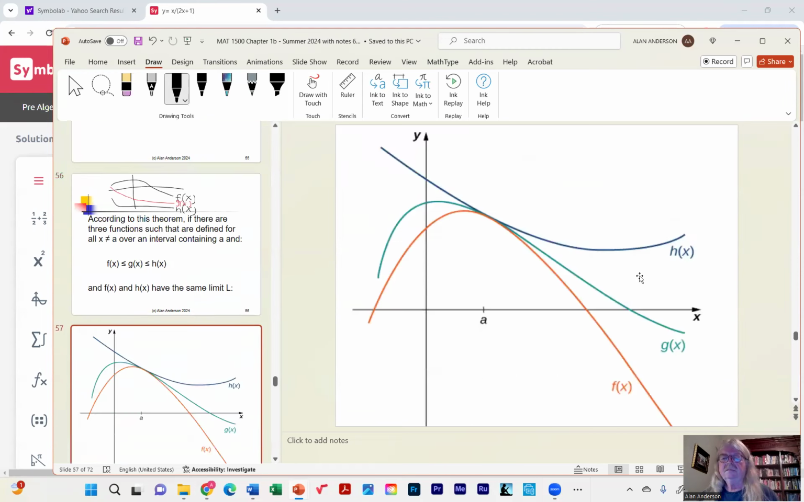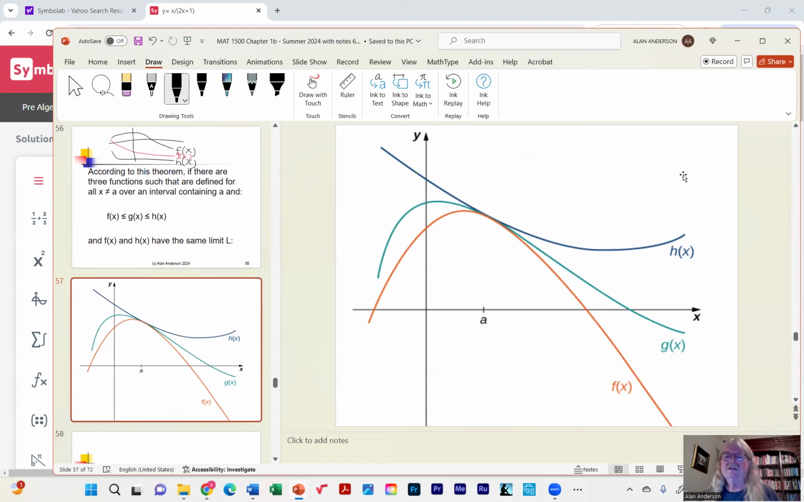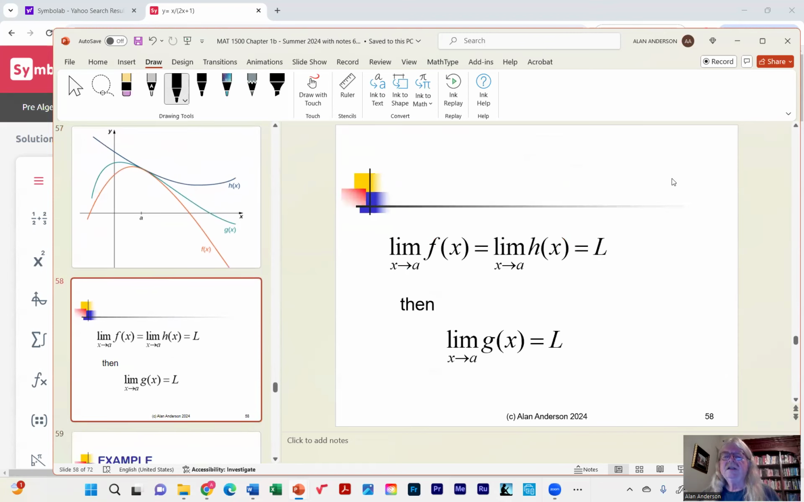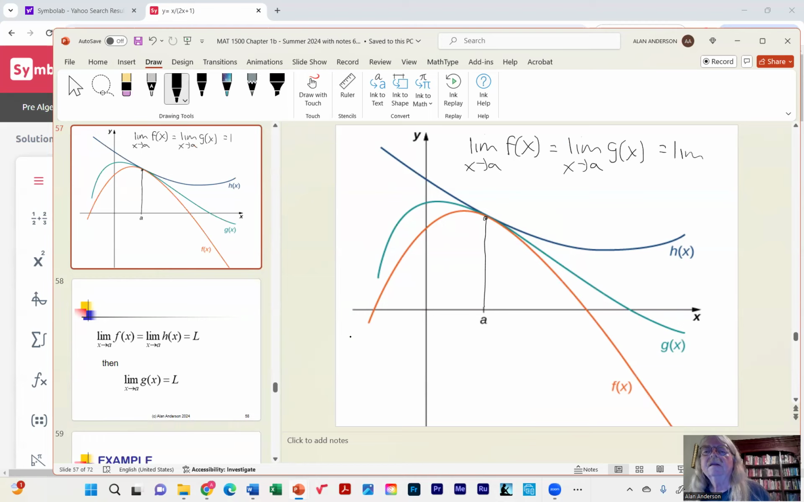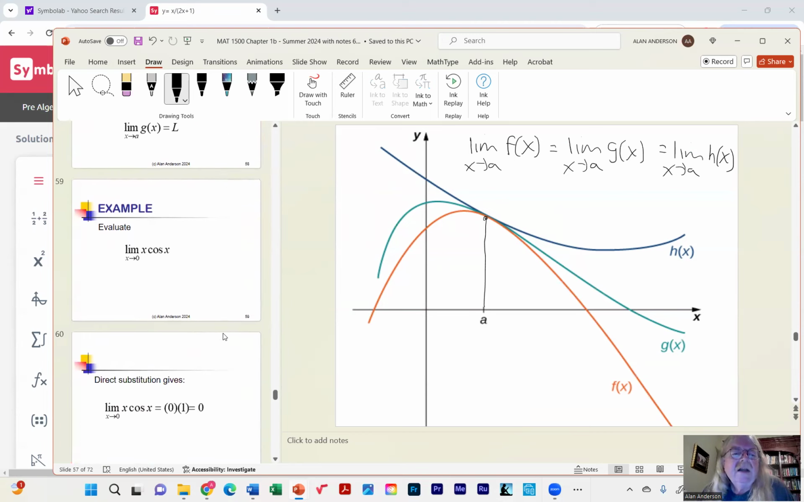Oh, here's a good example of this. So what they're basically telling us is that there's going to be some point where they all have the same limit. So what this is implying is that the limit as x goes to a of f of x. So now how does that help?